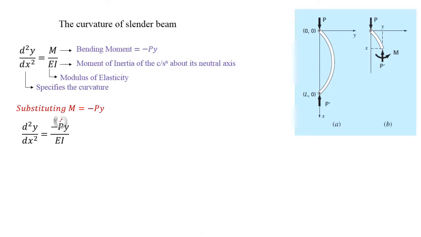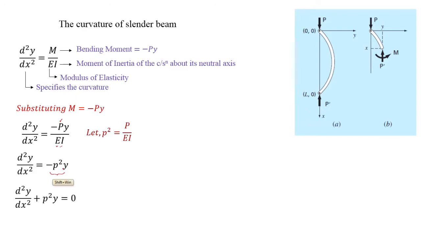Now we will assume that P over EI is equal to small p square. So after putting this value, we will get d square y by dx square is equal to minus p square into y. Now we will take this particular term to the left hand side, so we'll have d square y by dx square plus p square y is equal to 0.